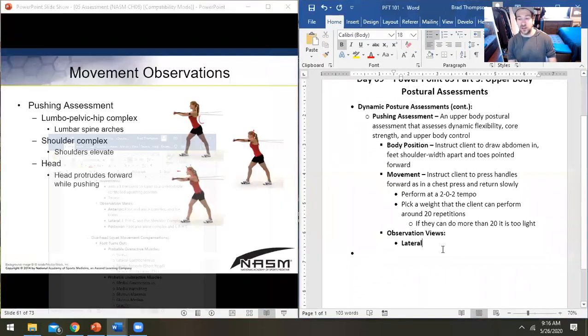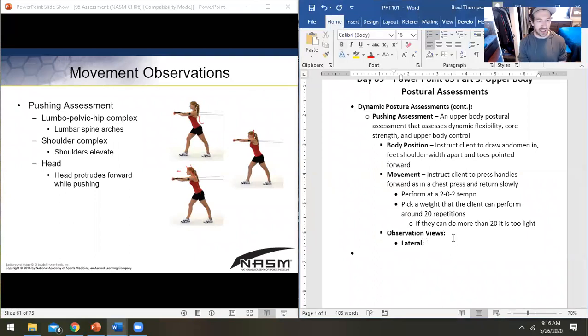Okay, yeah. And then from the lateral view, you are going to look at the lumbopelvic hip complex, the shoulder complex, and the head. So those are the three spots you're looking at. Four. I can count. So taking a look right here, if we're looking at the lumbopelvic hip complex, the only thing you're really looking for is, do they have an excessive low back arch, right? Are they getting that Instagram booty when they go to do that pushing motion?